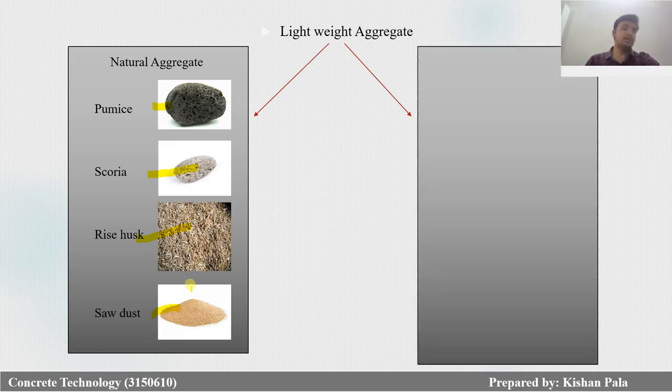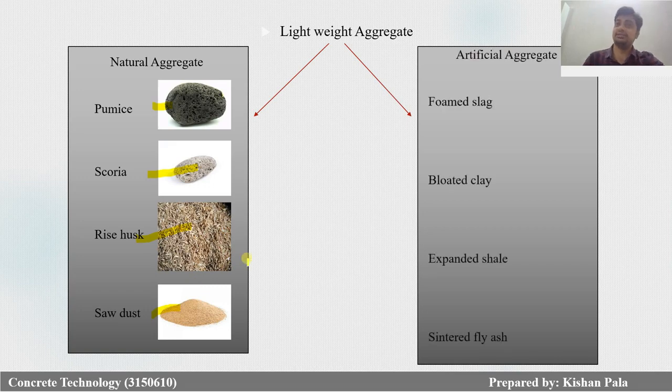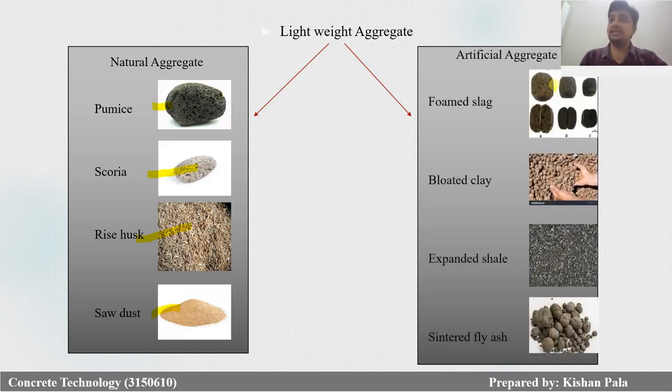And next is artificial aggregates like foamed slag, you can see in the photo, bloated clay, you can see in the photo, expanded shale, and sintered fly ash. So these are the artificial aggregates for lightweight aggregates. So you can classify the lightweight aggregate in two ways, natural aggregates and artificial aggregates. In the natural aggregates, pumice, scoria, rice husk, sawdust, and in the artificial aggregates, foamed slag, bloated clay, expanded shale, and sintered fly ash.